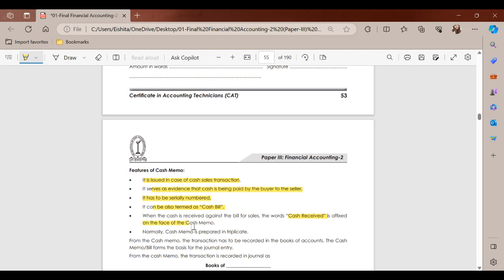Normally a cash memo is prepared in triplicate. You will have to note this: how many copies will a cash memo have? Cash memo is prepared in triple copies. Triple copies means 3 copies. 1 copy to the buyer, 1 copy stays with the seller, and 1 copy goes to the accounts team.